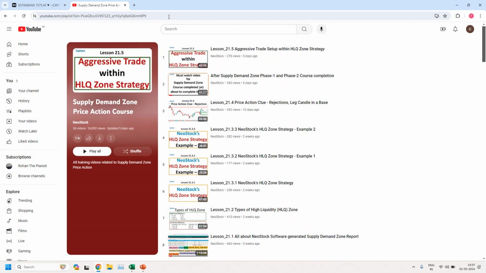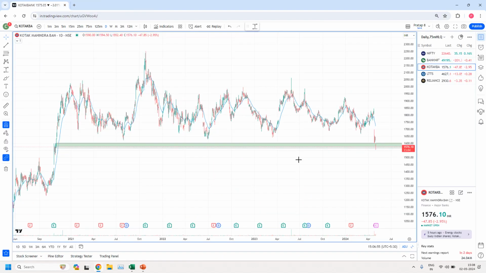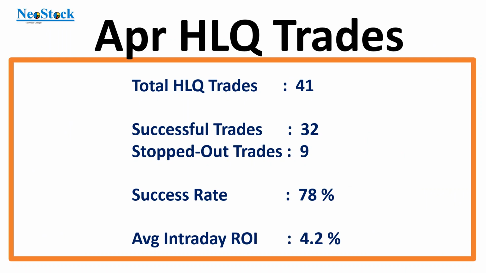Now let's get into our analysis discussion. But before that, we have also completed the month of April. So now we have the complete data for the month of April for high liquidity zones. I have summarized everything. Let me show you the snapshot. So these are the total April HLQ executed trades. Total 41 trades are executed.